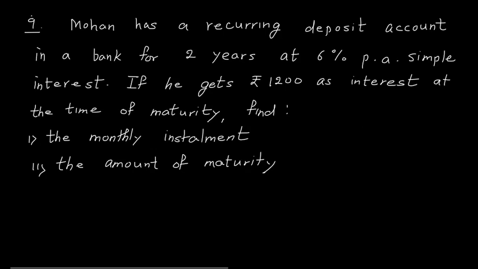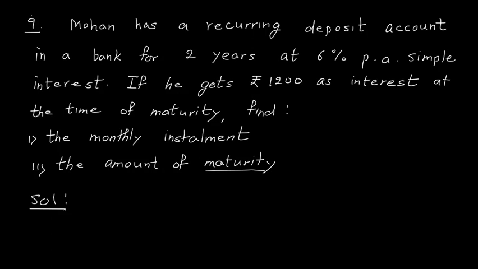The 9th problem is: Mohan has a recurring deposit account in a bank for 2 years at 6% per annum simple interest. If he gets rupees 1200 as the interest at the time of maturity, find the monthly installment and the amount of maturity. So again this problem is exactly the same as the previous, only one new term, that is maturity value, we have to find here.